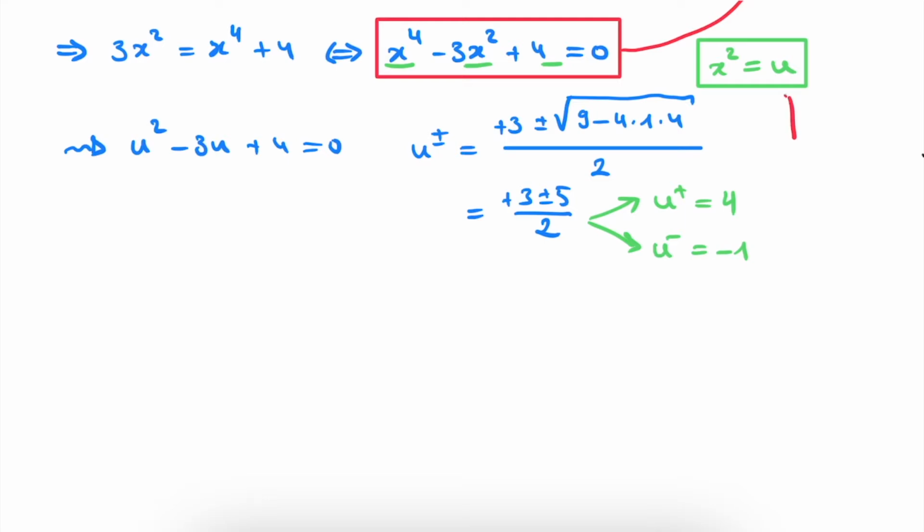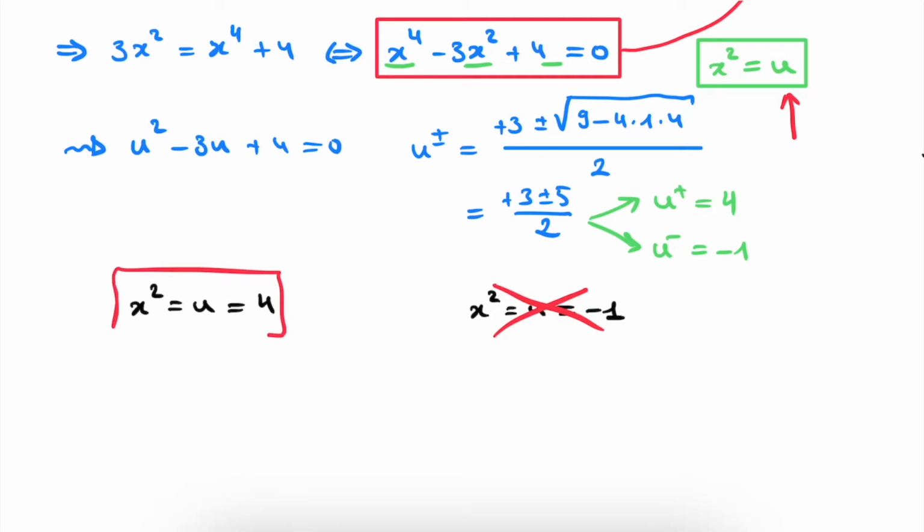And again, remembering that u is equal to x squared, we get several solutions for x squared. So for our first solution, we have x squared, which is equal to u, which is equal to 4. This is our first solution here. And we have our second solution, x squared, which is also equal to u, is equal to minus 1, which is our second solution right here. However, because x is a real number, we see that x squared can never be minus 1, because the squares of real numbers are always positive. So we can discard this solution, and we're only left with this solution right here.